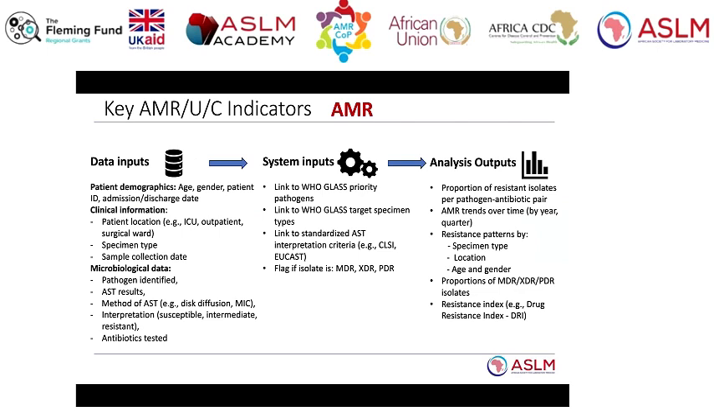The system inputs basically means, with this data, what are we linking it to be able to then get some sort of output? So this looks at linking to WHO GLASS priority or those for the national priority list, linking the isolate to whether it's multi-drug resistant, and what kind of system is being used to interpret the data. So then we get analysis outputs, and the basic ones that we're looking at are the proportion of resistant isolates, the AMR trends over time, and resistance patterns based on your specimen types, location, age, gender, etc.